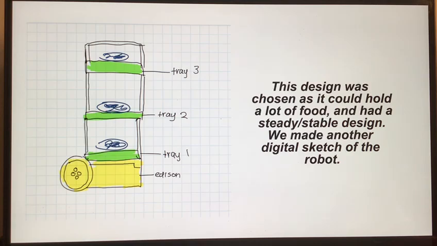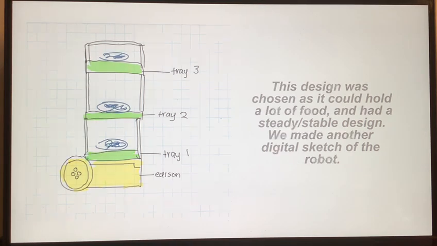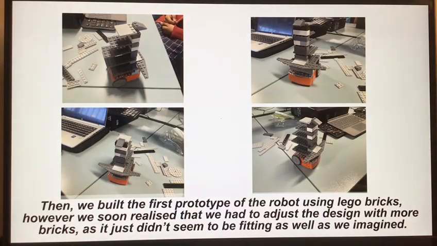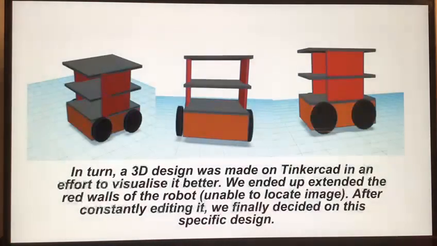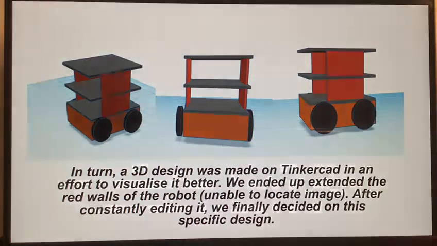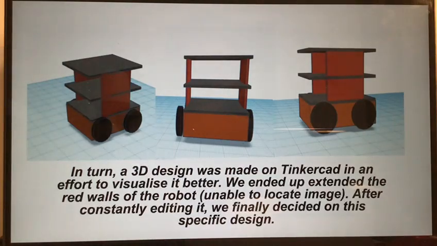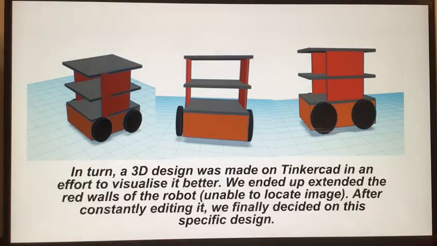We made another digital sketch of the robot. Then, we built the first prototype of the robot using Lego bricks. However, we soon realized that we had to adjust the design with more bricks, as it just didn't seem to be fitting as well as we imagined. In turn, a 3D design was made on Tinkercad in an effort to visualize it better. We ended up extending the red wall of the robot. After constantly editing it, we finally decided on the specific design.